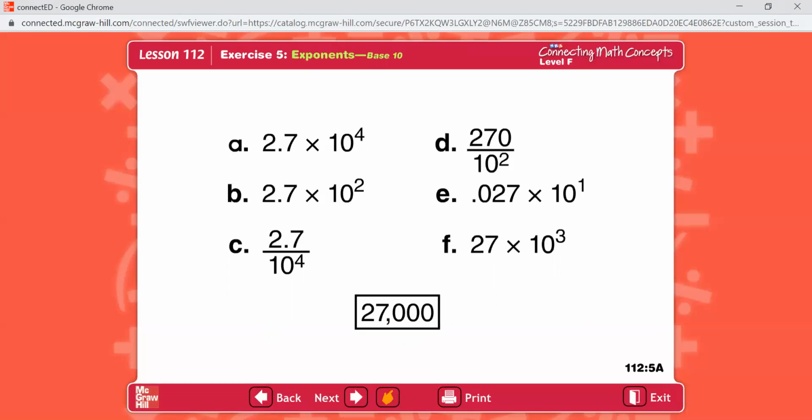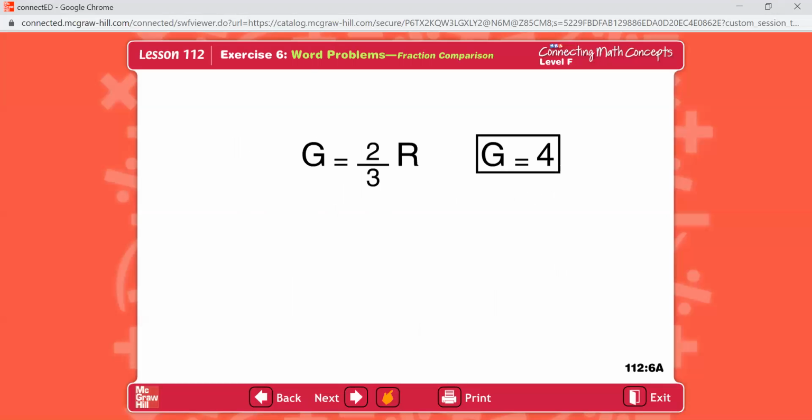When you know the answer, send it to me in a chat saying lesson 112, exercise 5, with the answers. Moving on.